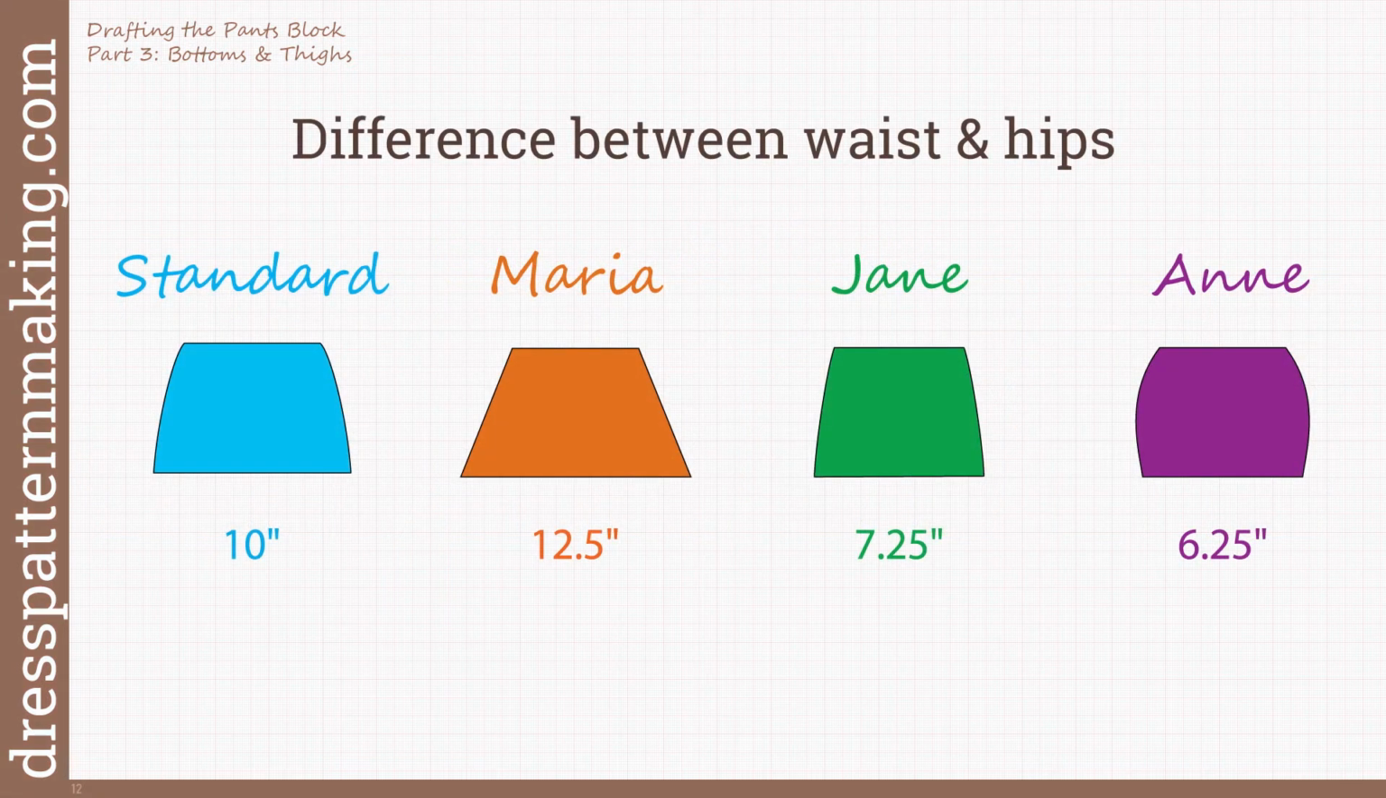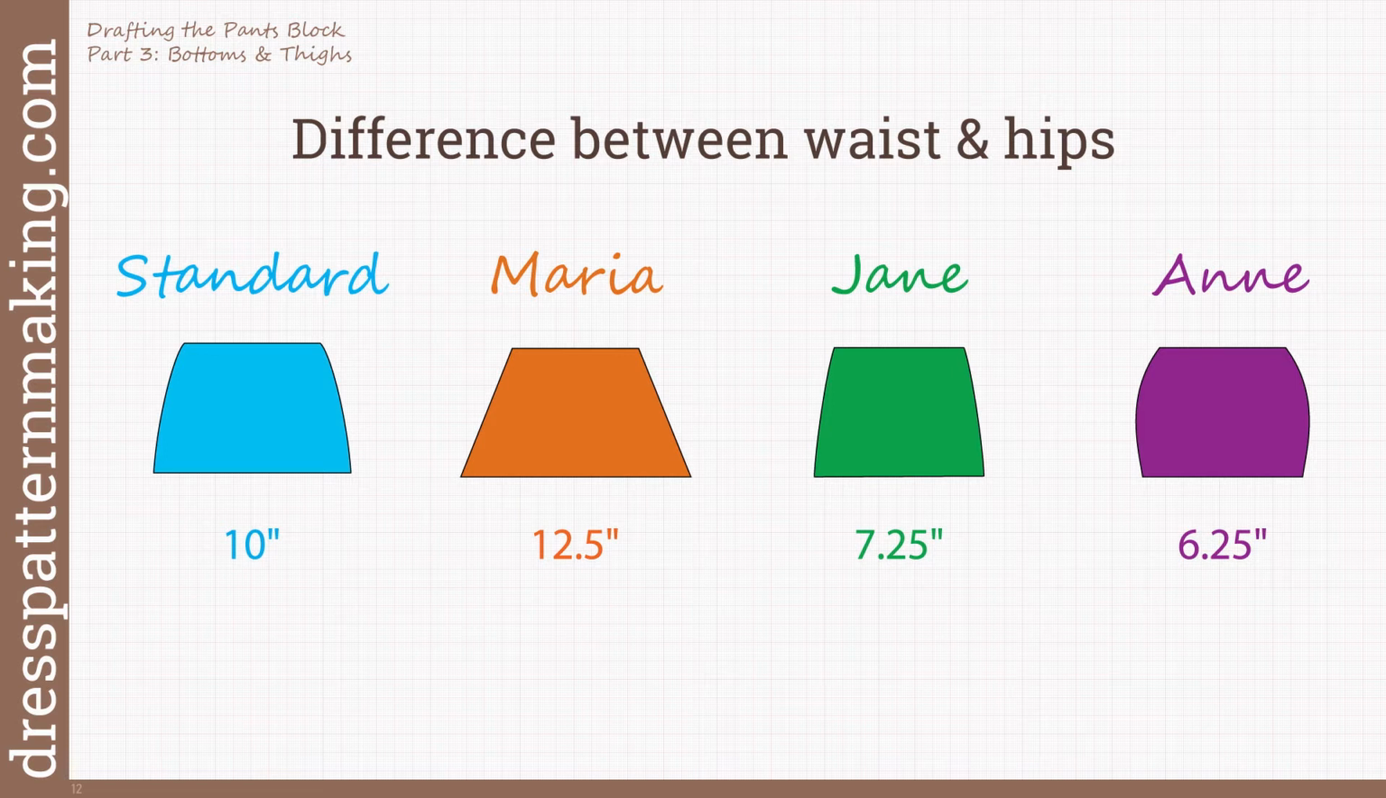First, I want to revise and clarify my descriptions of the 4 figures that I decided to use as examples for drafting. Now, I chose these out of the testing I did, particularly because they seem to cover most of the issues. One of the most obvious ways the figures are different to the standard figure is the waist-hip proportion.